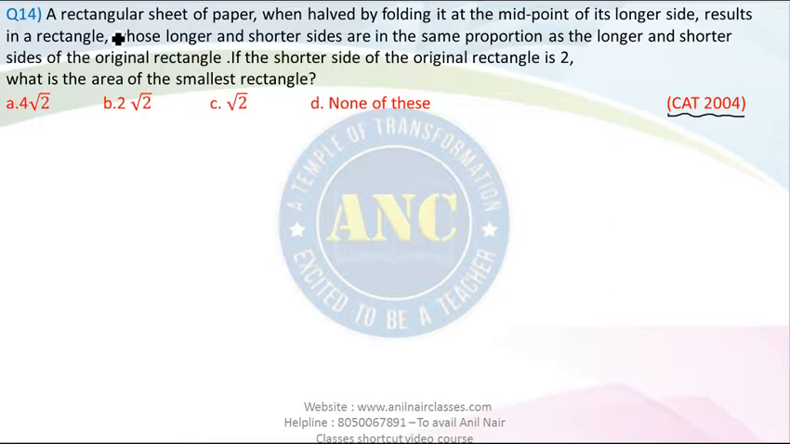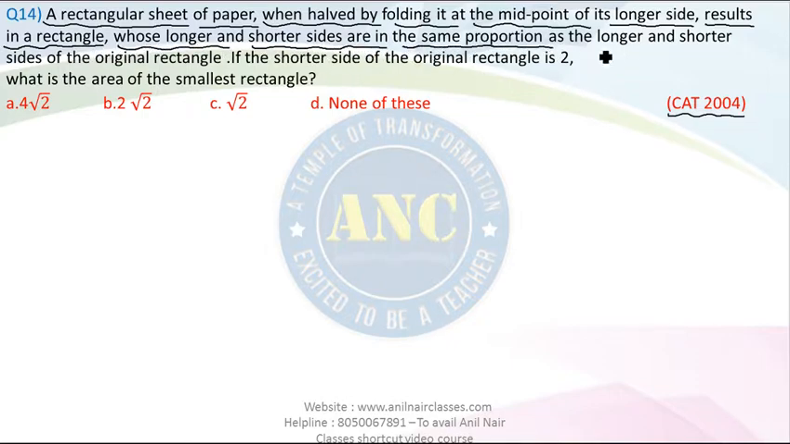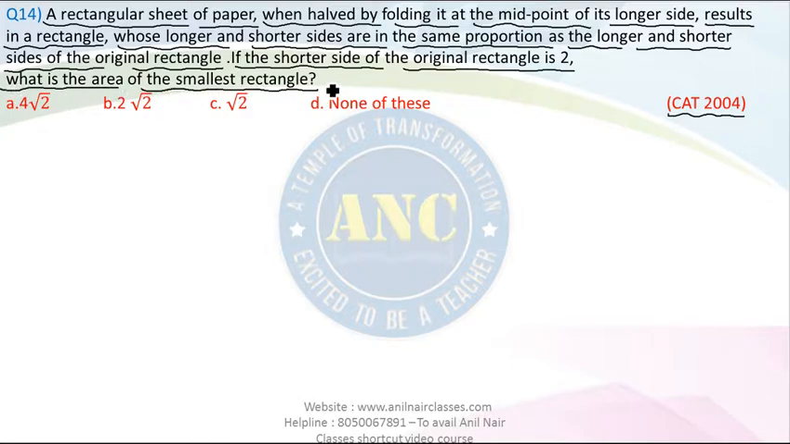Your question is, a rectangular sheet of paper, when halved by folding it at the midpoint of its longer side, results in a rectangle whose longer and shorter sides are in the same proportion as the longer and shorter sides of the original rectangle. If the shorter side of the original rectangle is 2, what is the area of the smallest rectangle?